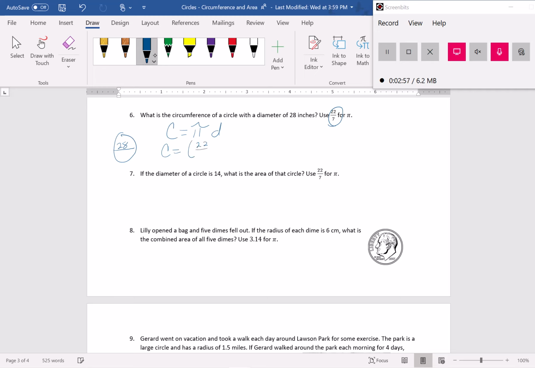Pi is 22 over 7. Diameter is 28. You know how to multiply fractions. 22 times 28 over 7 times 1. Then you divide to simplify.